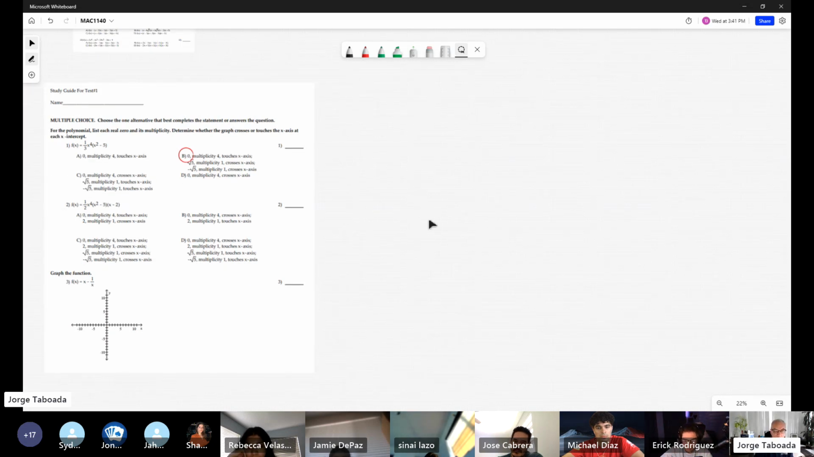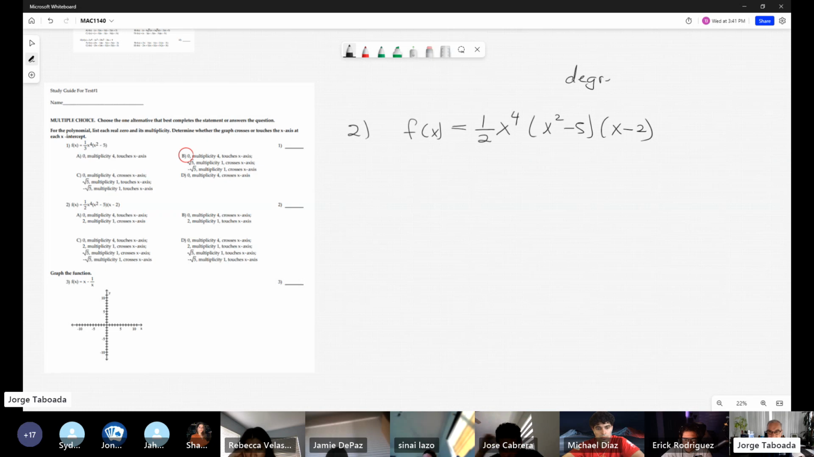Okay, guys, we continue. Number 2 question is very similar to the previous question. Repetition again, but in this case, the function is a polynomial again: 1/2 x to the 4 power, x squared, minus 5, x minus 2. Wow. I suppose that the degree of this polynomial is 7. Yes or no?